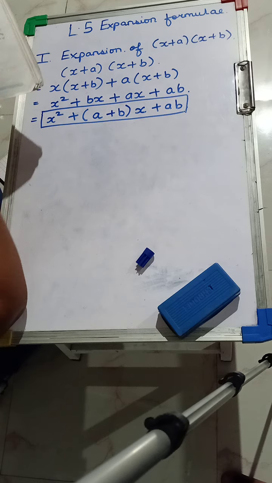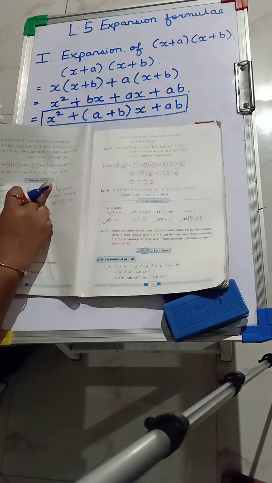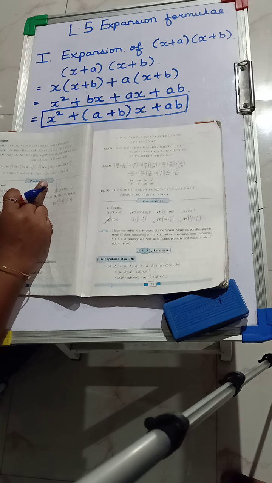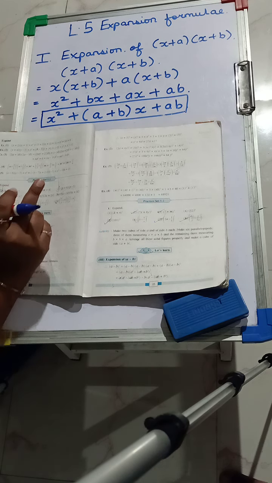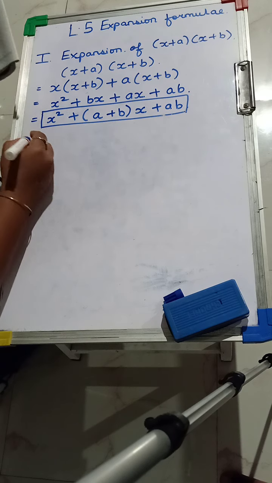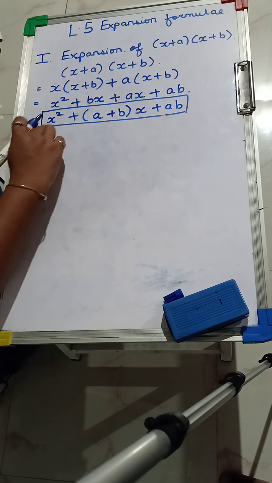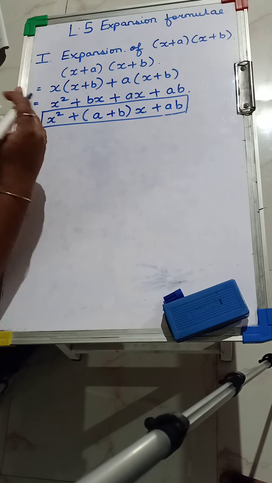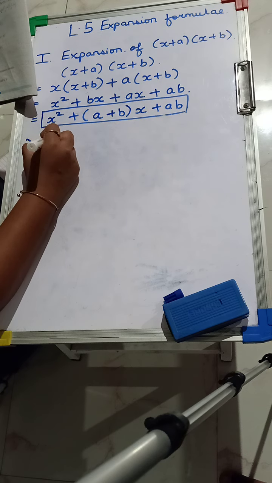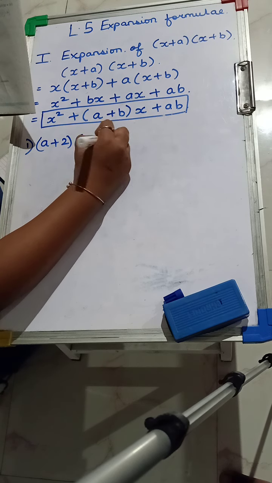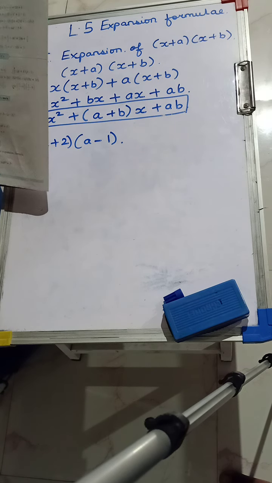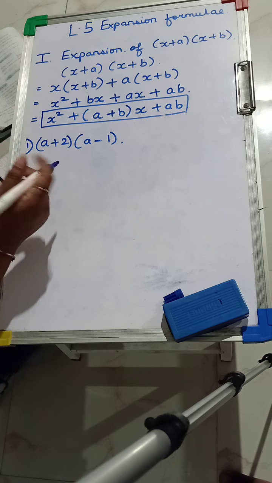So now we are going to start with exercise 5.1 with the first sum that is there. I'll just write it here. We'll keep this formula as it is here, so that for a few sums you know that you have to use this formula, and then you learn this formula. The first sum is a plus 2 and a minus 1. A plus 2 and a minus 1.